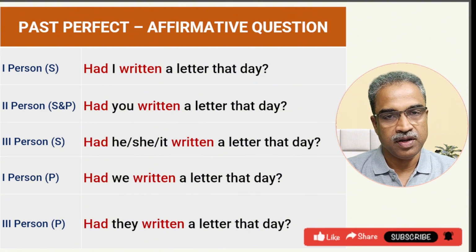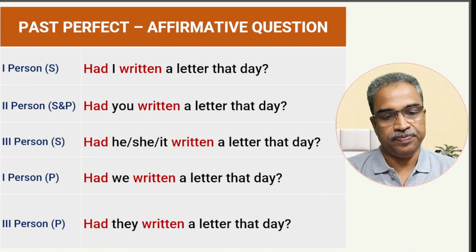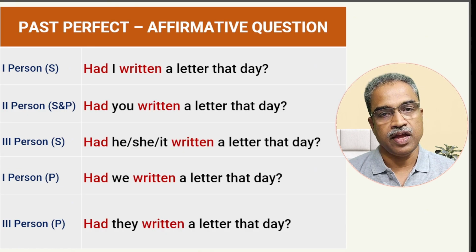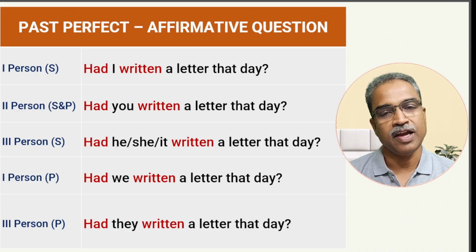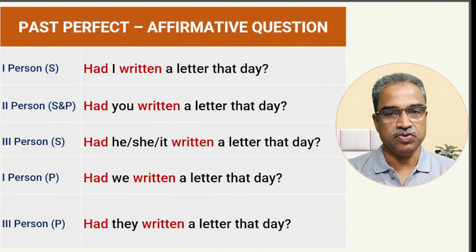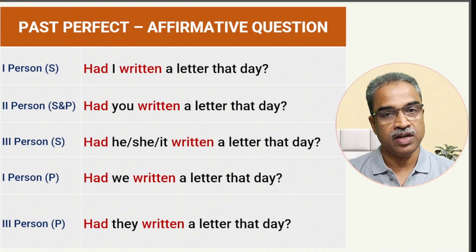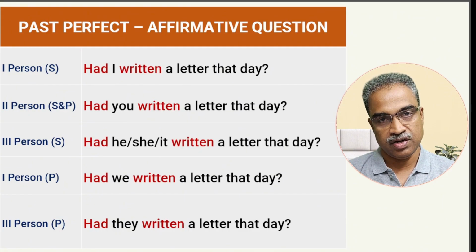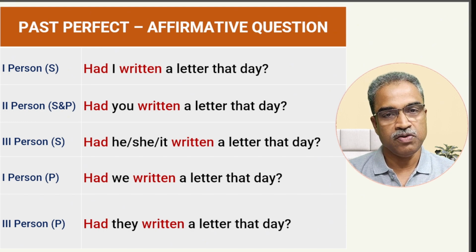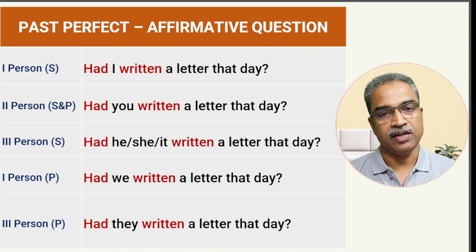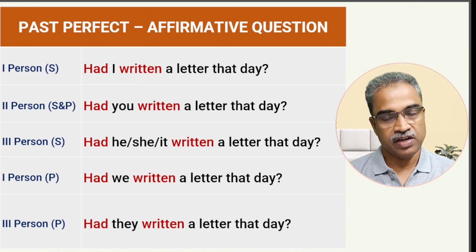And the next one, first person plural, we. So we had written a letter changes into we had. Had we? Had we written a letter? That's a question. And finally, the last one, that is third person plural, they, or instead of they, any plural subject that we use. It will be they had written, the children had written, the parents had spoken about it. So it goes like this. So they had. Had they? Had they written a letter?